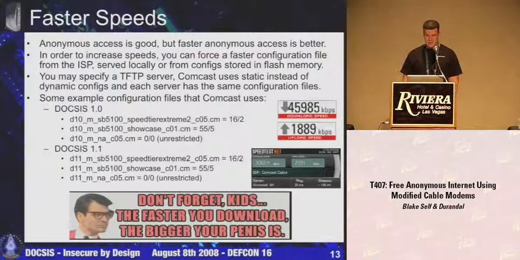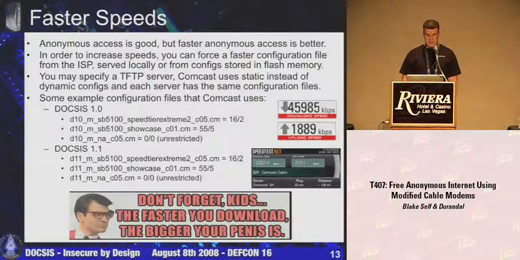So, in order to increase speeds, you can force a faster configuration file from the ISP. Essentially, you're always using one from the ISP, but it can be from their TFTP server, or you can store it on a local TFTP server, or you can actually flash it to the modem.